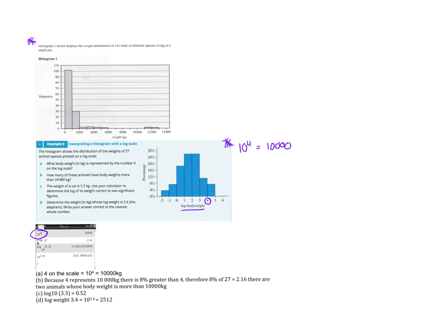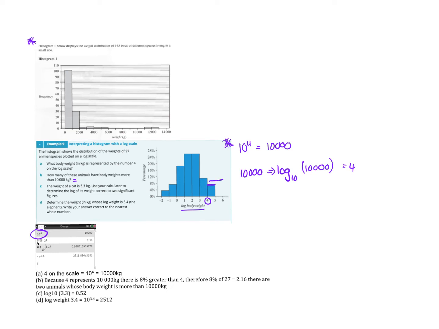Then it says, how many animals have a body weight of more than 10,000 kilograms? So you need to convert 10,000 to a log scale. If we already know it's 10 to the power of 4, fine, but if you didn't know, you could do log 10,000 and you'll see it's a 4. So you want to know how many are more than 4.